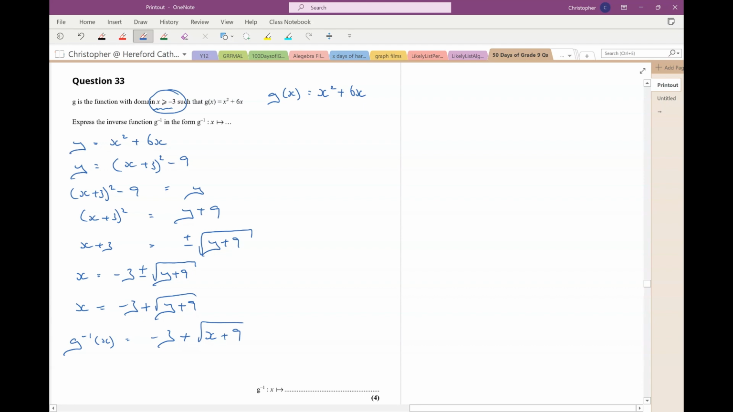So, for my answer here, I'm going to say that x is transformed to minus 3 plus the square root of x plus 9. And that's question 33 done.